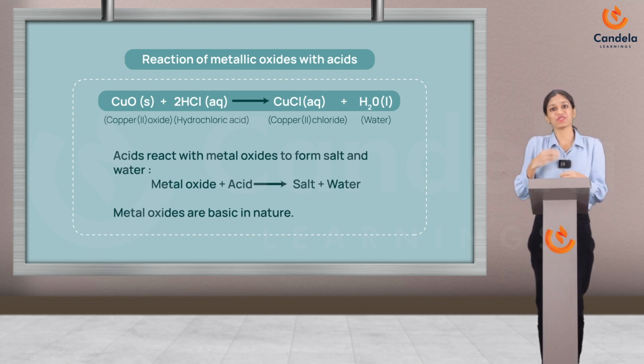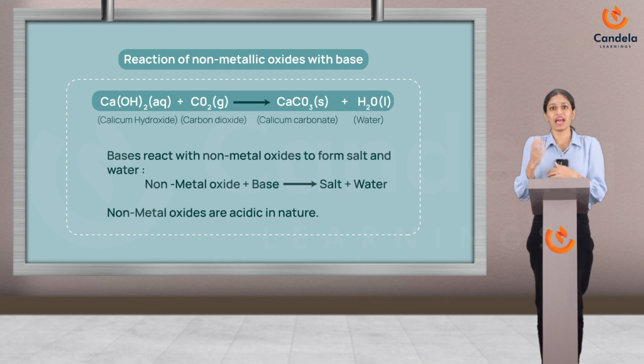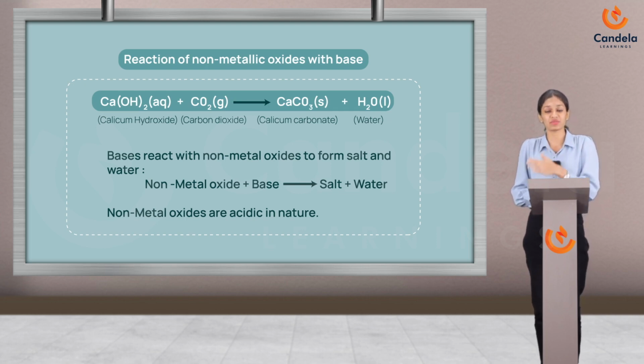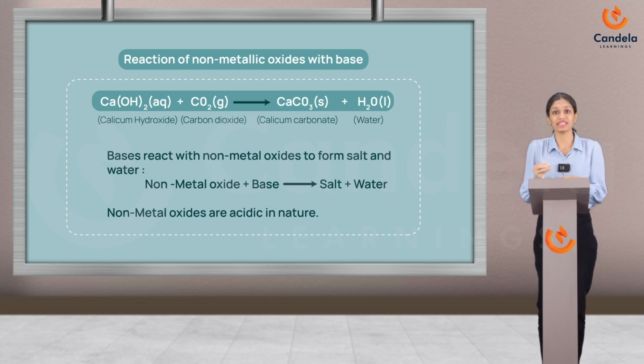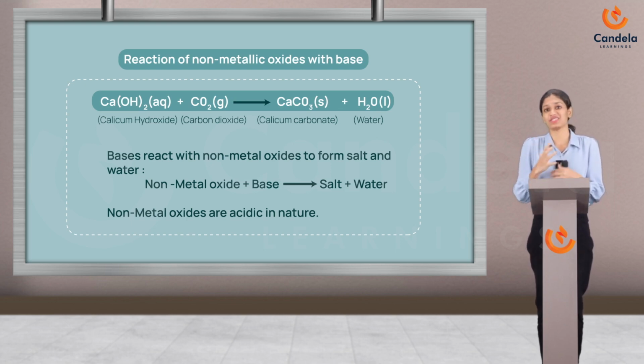Now, what about the reaction of a non-metallic oxide with a base? As a non-metallic oxide, let's take carbon dioxide, and as a base, let's take calcium hydroxide. When calcium hydroxide reacts with carbon dioxide, it will give calcium carbonate and water. That is a salt and water. Are you familiar with this reaction? Okay, this is similar to the neutralization reaction. And we can confirm that when a non-metallic oxide reacts with a base, it will give salt and water. Thus, we can conclude that non-metallic oxides are acidic in nature.